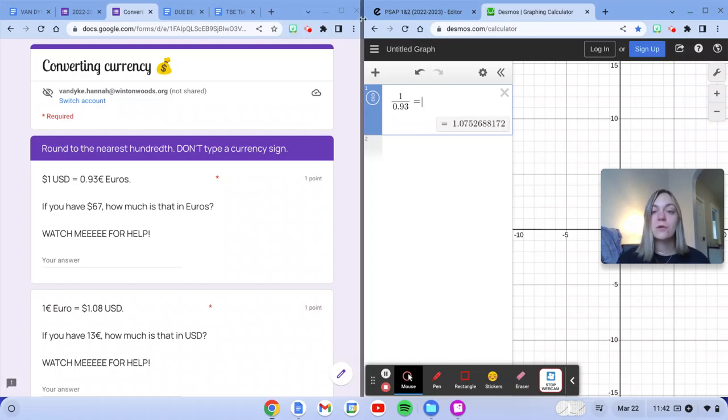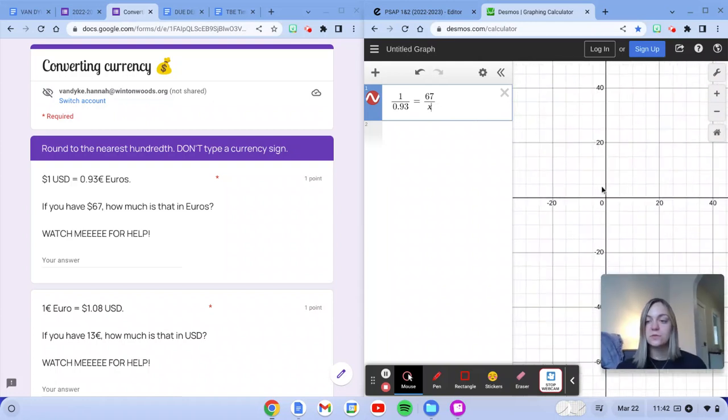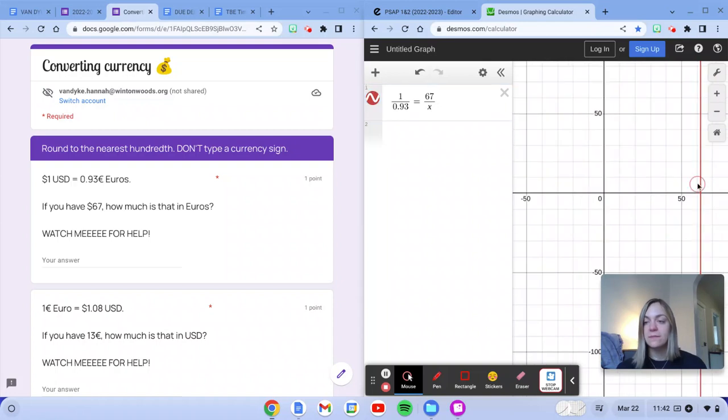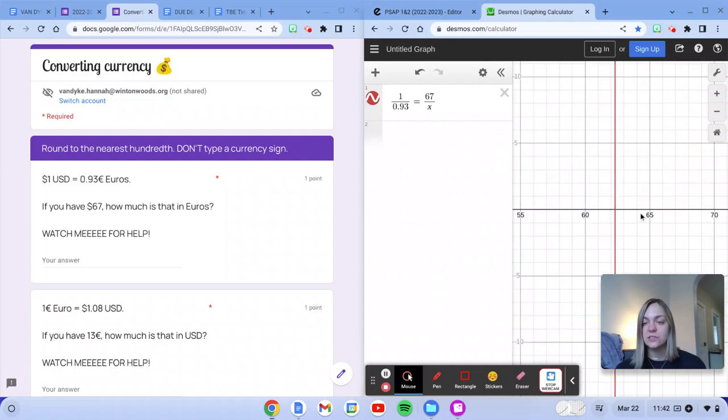So that's going to be the numerator because this 1 is US dollars in the numerator. So 67 is going to be up here in the numerator, divided by X because we don't yet know how much that is in euros. So we can do two things. One, we can look for the line. And this one's not going to give me an answer if I click on it.